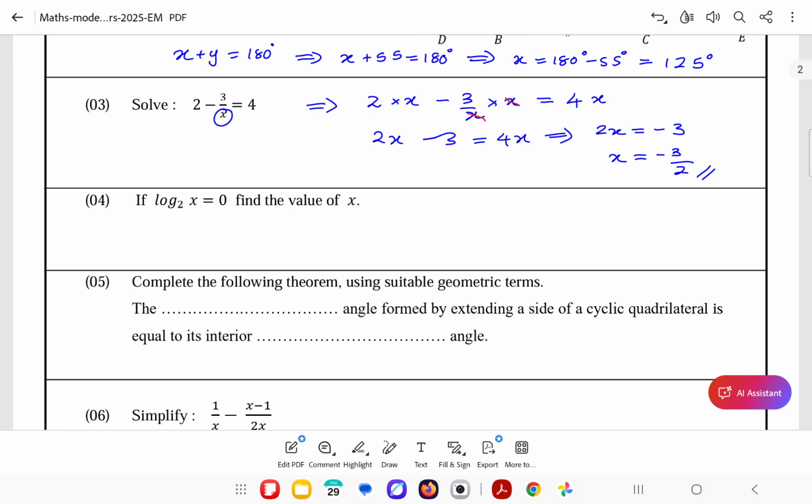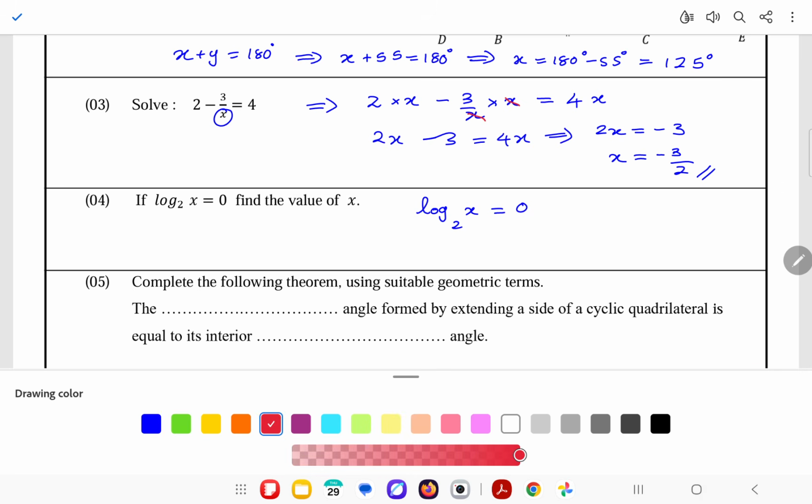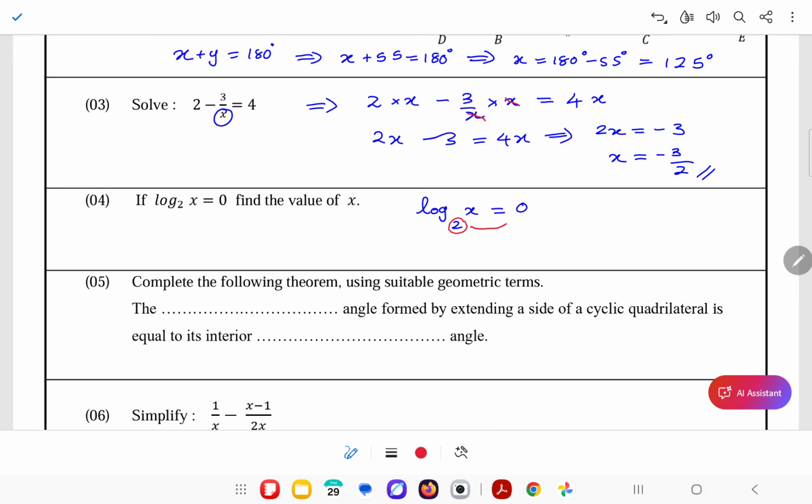Log form is given. If log base 2 of x equals 0, you have to find the value of x. So convert to which form? Index form. There's an easy way to remember how to convert to index form. This base you raise to the number on the right hand side. So you will get what?